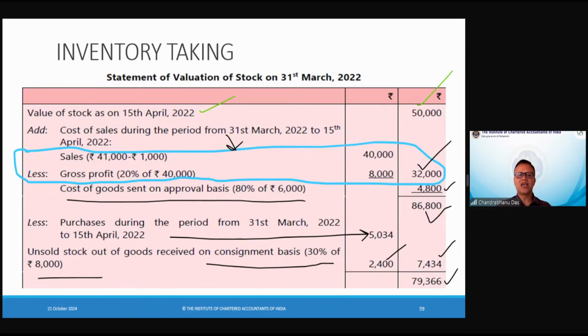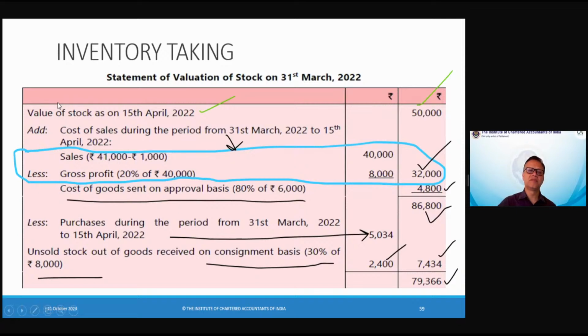So this is how the typical foundation exam questions can be. If you know the concept of sale on approval, consignment sales, and the equation of how to arrive at opening stock from closing stock, then you can definitely attempt all these types of questions. If there is any doubt, you can tell me, then we can proceed forward.